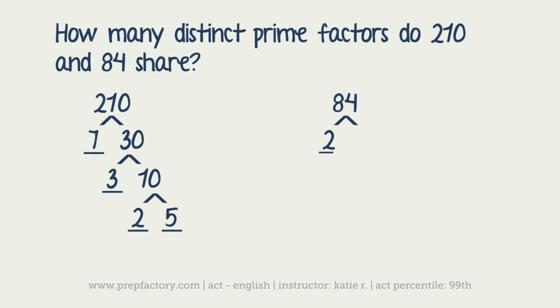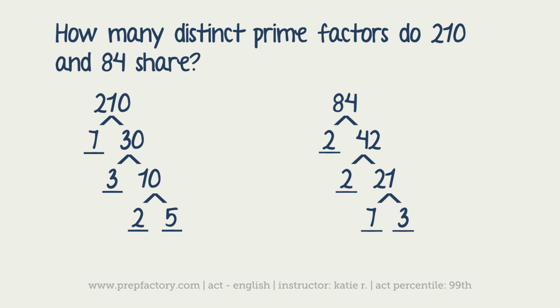So we have 2, which is a prime factor, and 42. Okay, great, so we can do another 2 out of that. So we've got 2 as a prime factor and 21. Oh, nice, 21. Which 210, 21, very related. So we've got 7, which is a prime factor, times 3.